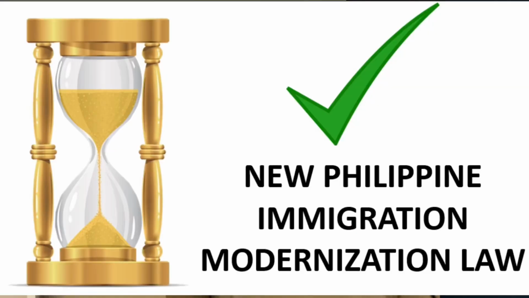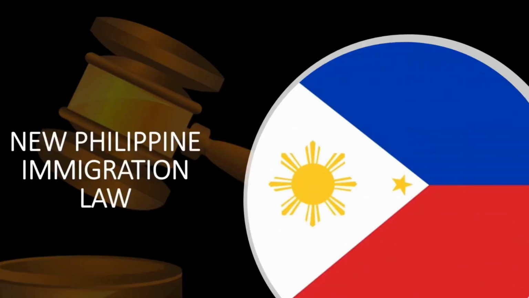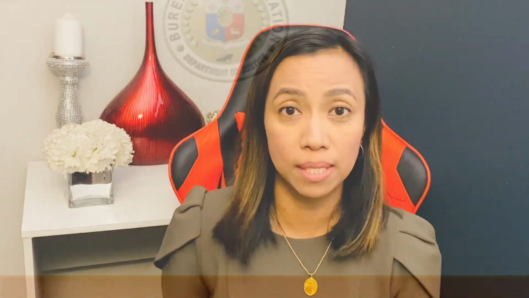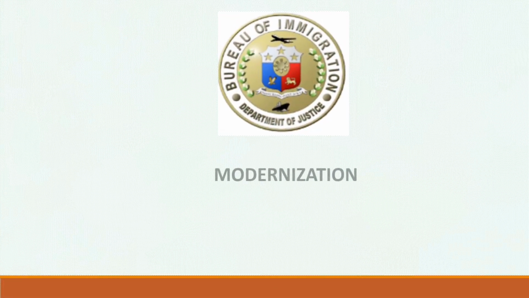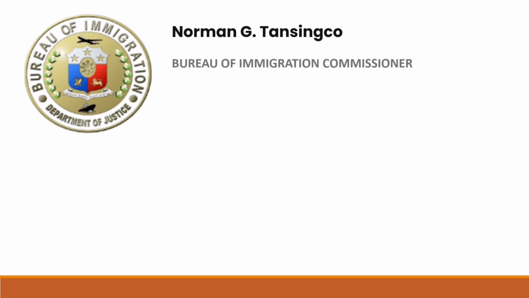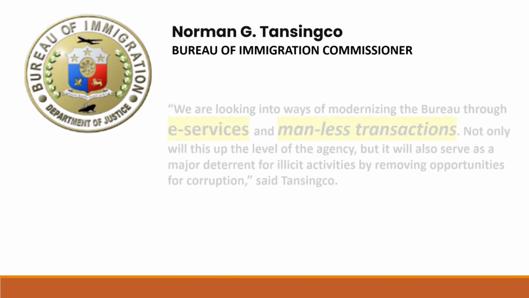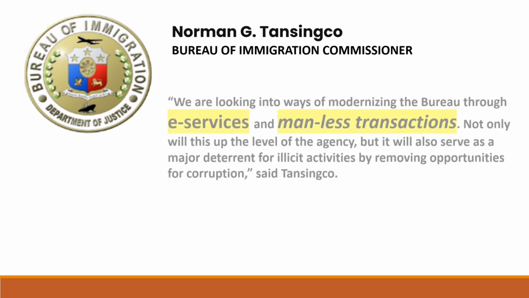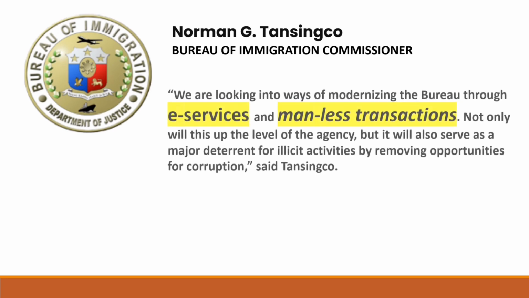Another important update is that Philippines is getting ready for the new Philippine immigration law, which should be implemented soon. They are going to modernize the immigration system in the Philippines. Now the Bureau of Immigration is aiming for modernization through new technologies and services. Norman G. Tansingco is the new Bureau of Immigration Commissioner. He said that we are looking into ways of modernizing the Bureau through e-services and manless transactions.